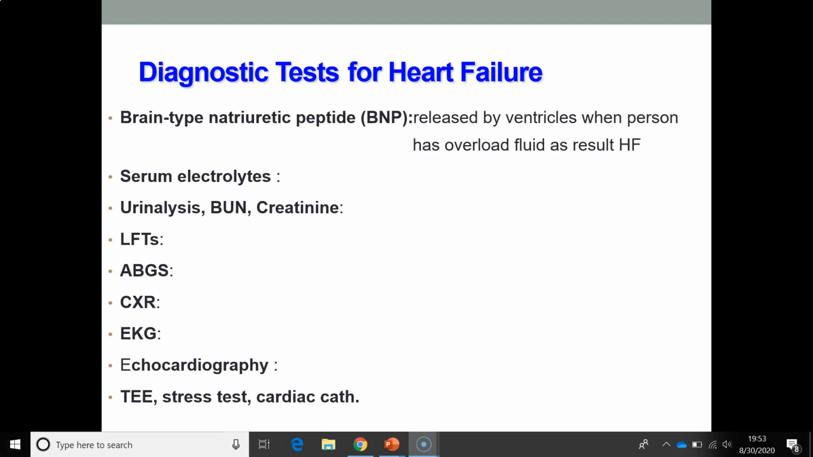And sometimes these patients will also have a cardiac catheterization. We'll get into the different types and classifications of heart failure in our next set of videos.